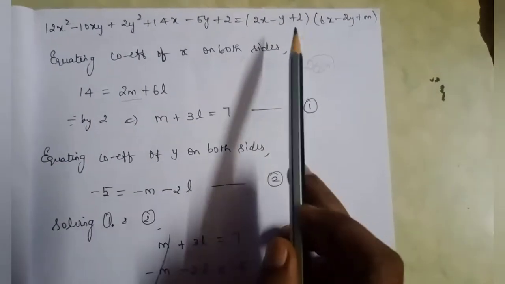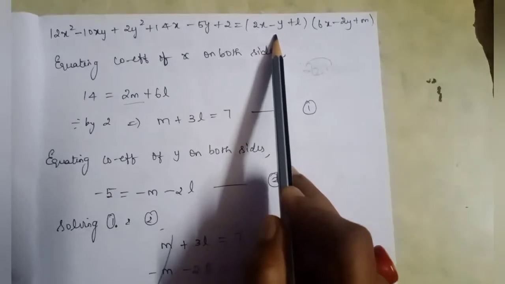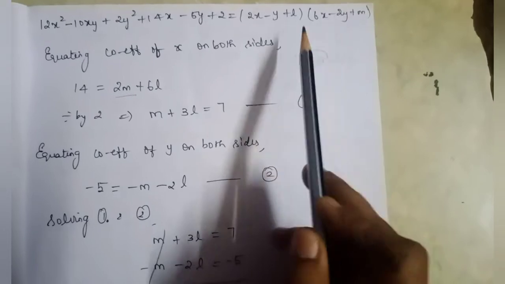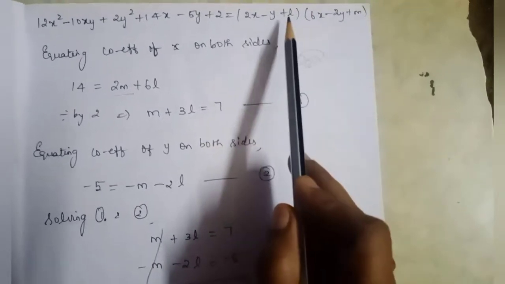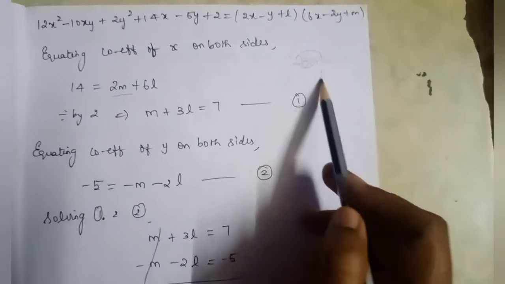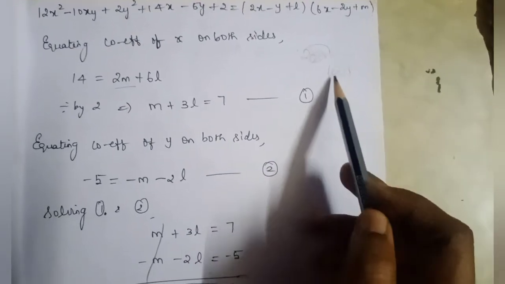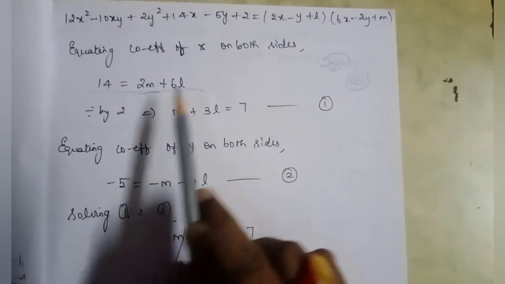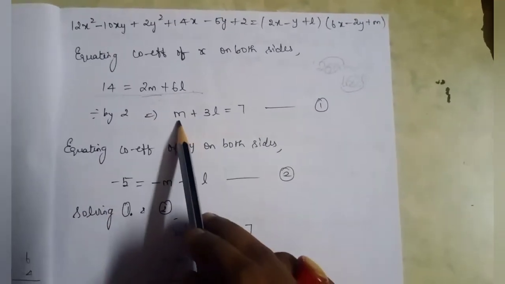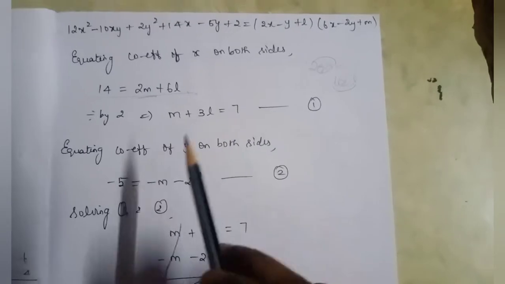Okay. Similarly, when I am taking y here, when I am going to multiply everything with y, obviously I will get terms in y only. So I don't need that. Then I will take L into 6x, 6xL. So the coefficient of x will be 6L. So the equation is 14 is equal to 2m plus 6L. Now dividing it by 2, I am getting the equation as m plus 3L is equal to 7.